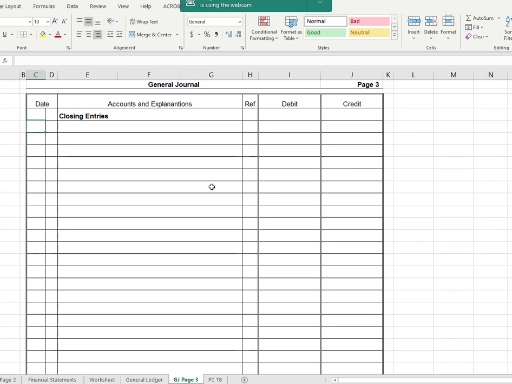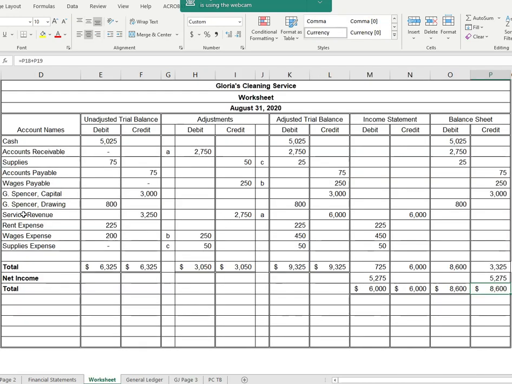Now, closing entries are always performed on the last day of the month, so that would be August the 31st. The first step is always to close revenue to income summary. So let's go back to our worksheet and look at our revenue account. We have revenue of $6,000, and it's on the credit side. We only have one revenue account.